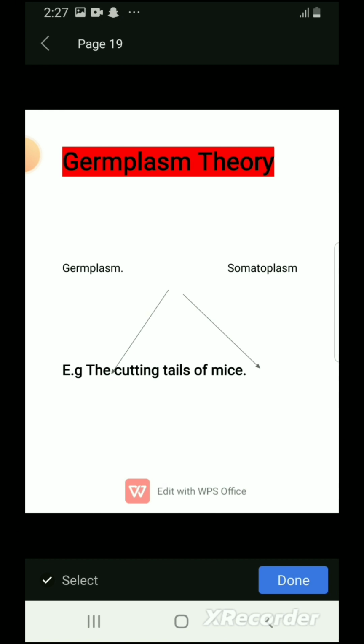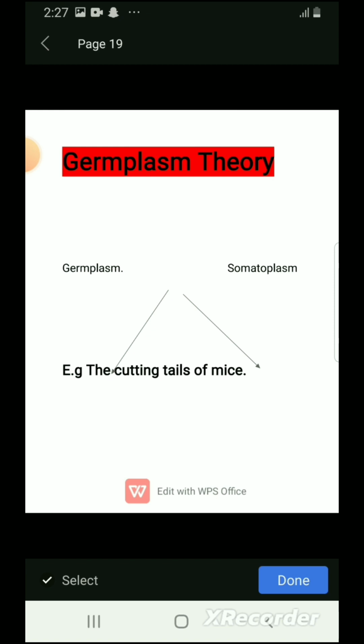Then after the mating, they gave birth to other mice, which they examined. That is the progeny, the generation of the mice they gave birth to. Now, instead of losing the tail, which was removed from their parents, they noticed that these new mice actually have the same tail, unlike the parents whose tails were cut. So what does this mean? It actually means that the germplasm is not affected by changes to the somatoplasm.